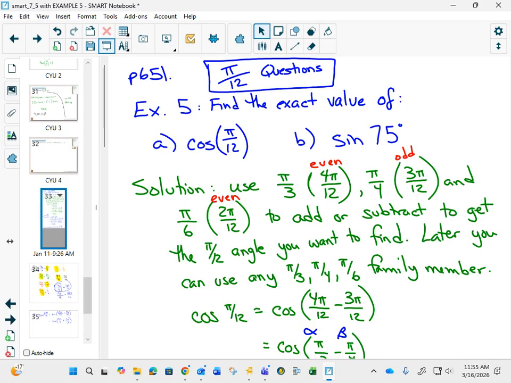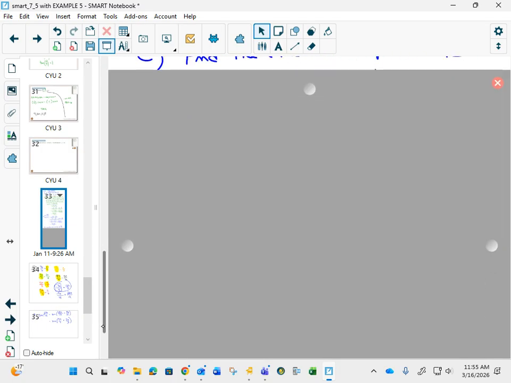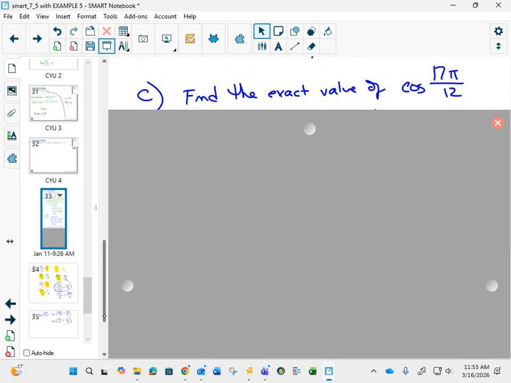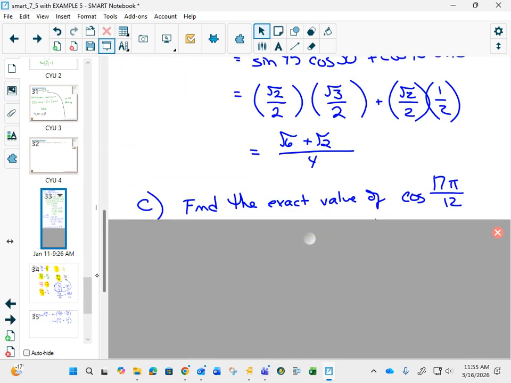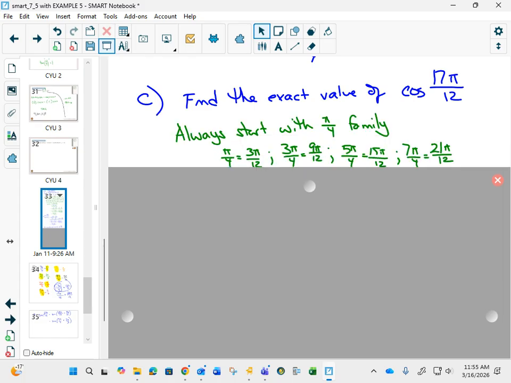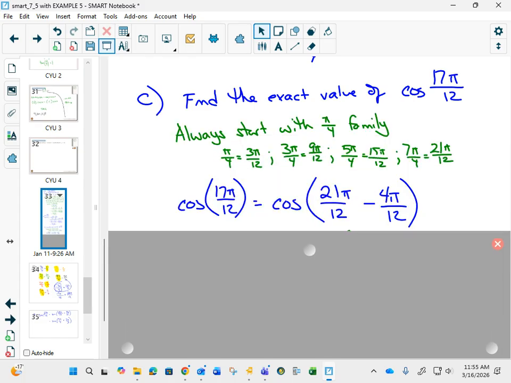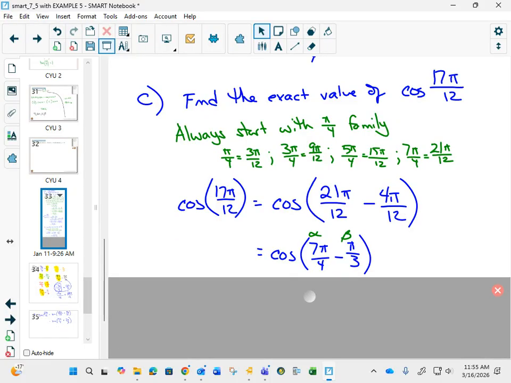So for our question, we were on finding the exact value of cos of 17 pi over 12. We could choose any one of these 7 that we wrote down. They will all work. Which one did I pick? I picked 21 pi over 12 minus 4 pi over 12. Usually I like ones that are adding because you make less mistakes when you add, but I have a subtraction one here just to mix it up.